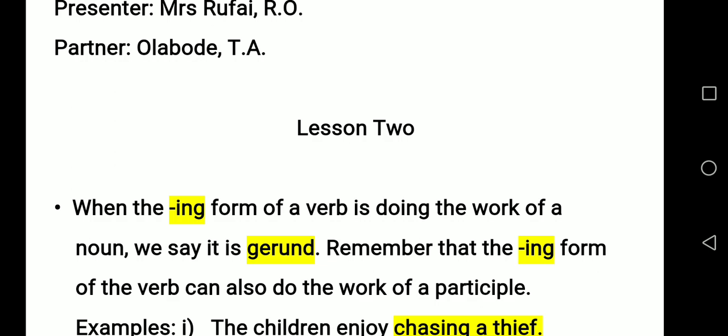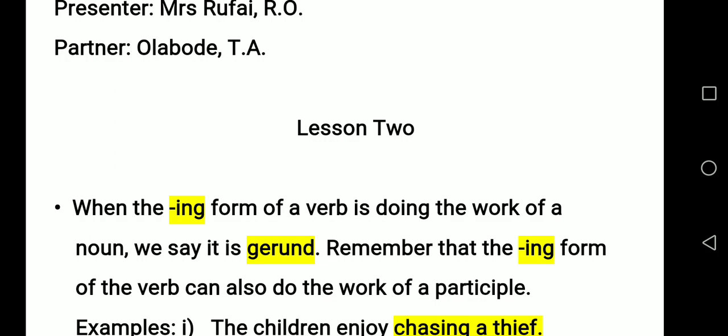And the second example, swimming is an enjoyable sport. In this sentence, the subject swimming is a form of the verb swim. Swim, swims, swam, swimming. That's a form of the verb swim. Swimming is the subject. The verb is, and the complement is an enjoyable sport.